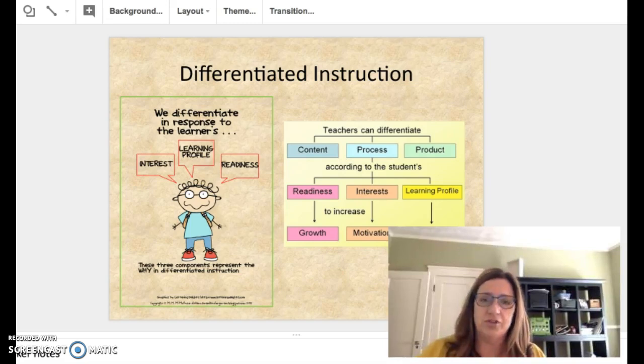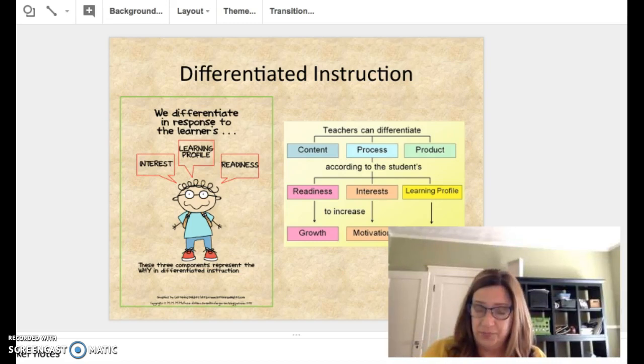And so differentiated instruction was a concept that came along, I'm going to say about 10 years ago. And that was where it was saying that teachers, we can differentiate how we deliver content and how we ask for what people know. But this graphic is kind of interesting. It shows you can differentiate the content, what you're delivering, the process by which you deliver, the product you're asking the student to give back to you, according to the student's readiness and interests and their learning profile, to increase their growth and motivation, and underneath there is the efficiency of what you're doing.